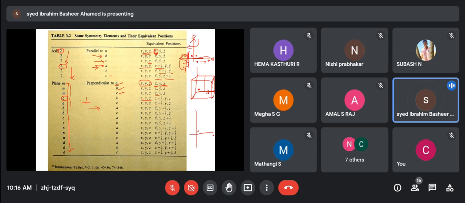You are translating along the A axis, right? So for that you will have X plus half, and the sign for the Y axis will be changing. That will become Y bar, and the C axis will not be affected. Okay. So for an A glide perpendicular to the C axis, you will have X, Y, Z, and then X plus half, because again it is an A glide only.